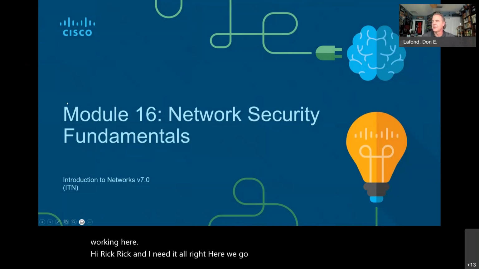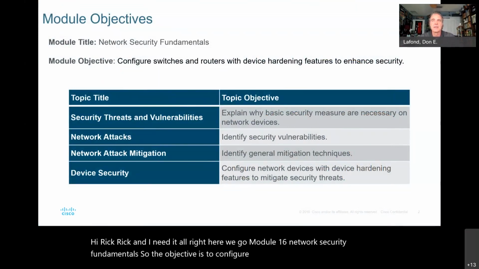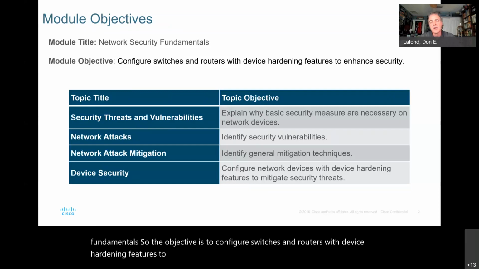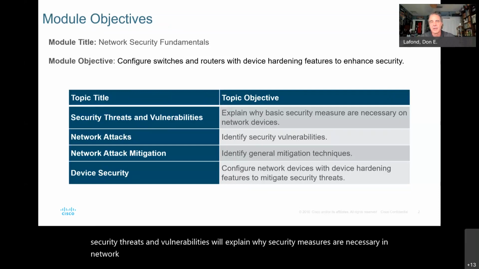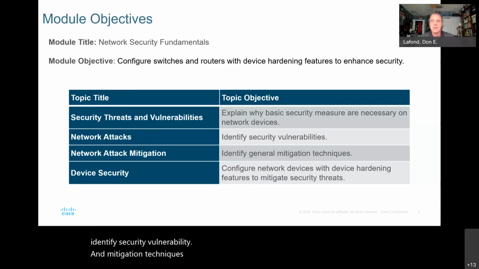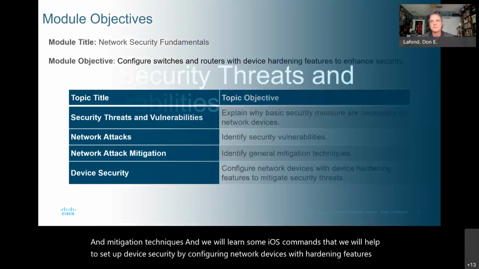Module 16, Network Security Fundamentals. The objective is to configure switches and routers with device hardening features to enhance security. We are going to learn in this presentation about security threats and vulnerabilities. We'll explain why security measures are necessary in network devices. We'll talk about network attacks and mitigation. We'll identify security vulnerability and mitigation techniques, and we will learn some IOS commands that will help to set up device security by configuring network devices with hardening features to mitigate security threats.